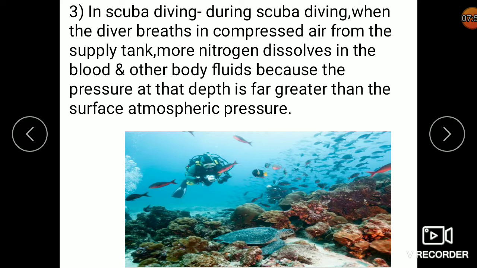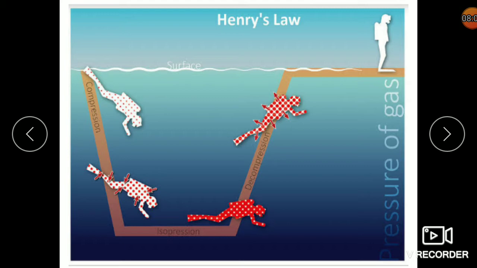In their blood, you can see here, this is a person, a scuba diver. As he is going down, more and more gas gets dissolved in his body, because pressure is very high, and at high pressure gases have more solubility. So at this point his blood is filled with nitrogen, along with oxygen and other gases. That is a poisonous condition, not a very good condition.